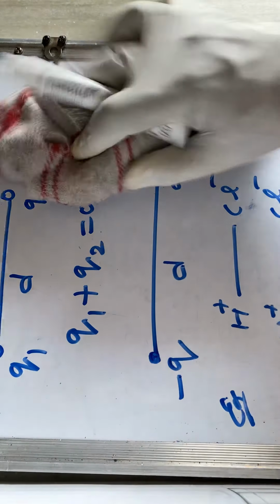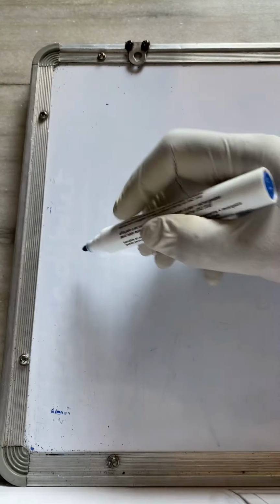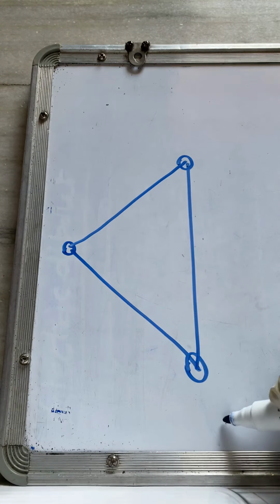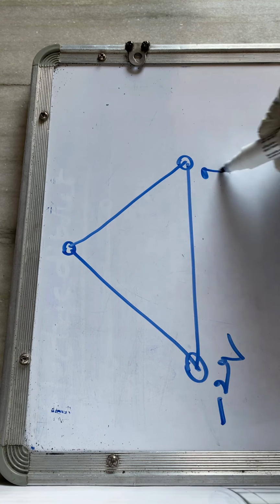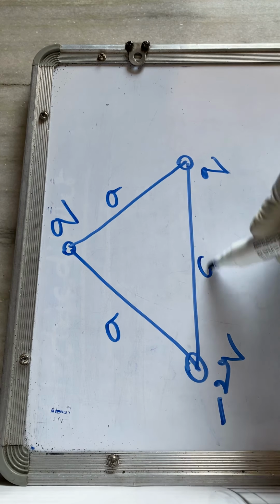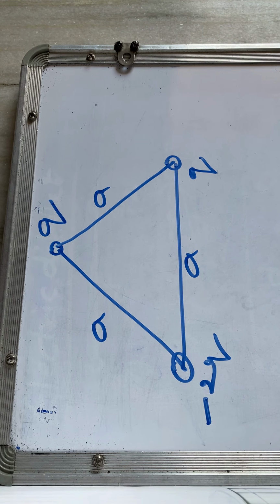Take another example. Say this is an equilateral triangle. There is a charge minus 2q, this is charge q, and this is charge q, kept at the corners of an equilateral triangle of side a. You have to find the resultant dipole moment of this configuration.